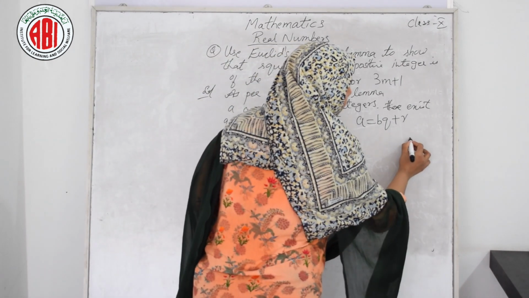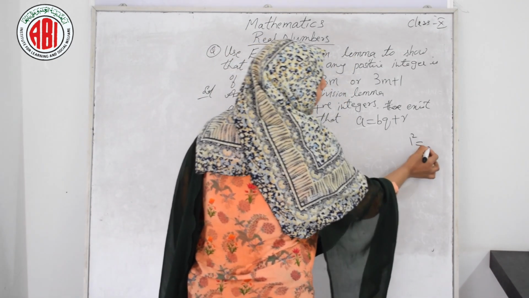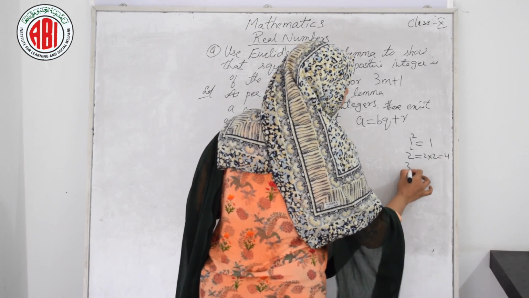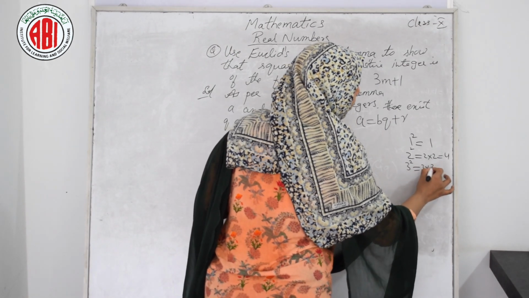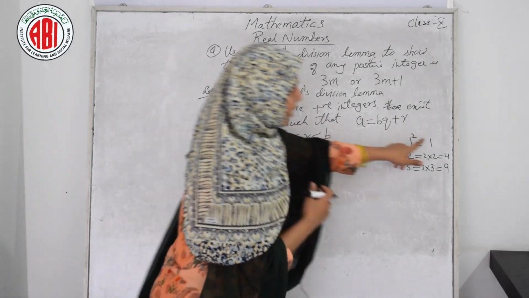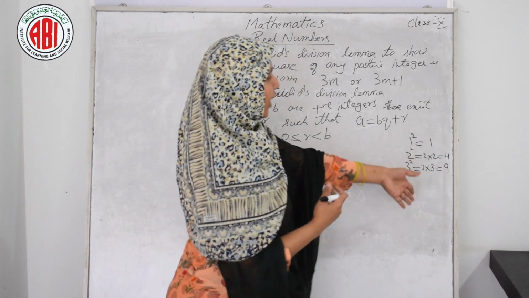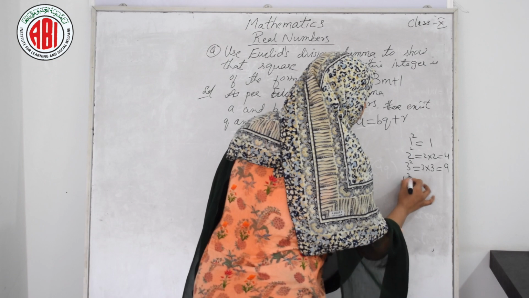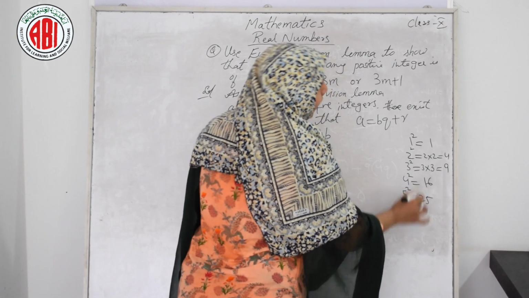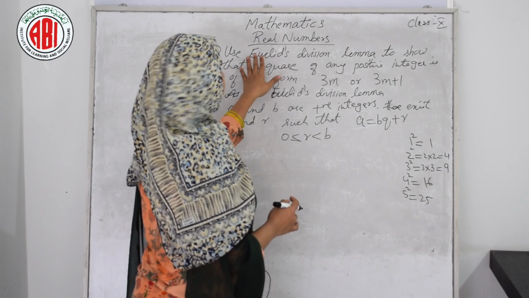Squares: applying 2 as a power is called a square. So 1 square is 1, 2 square is 2 into 2, 2 twos are 4. 3 square is 3 into 3 is equal to 9. So these are the squares. After 9 come 16 and 25. These are the positive squares. 4 square is 16, 5 square is 25. These squares come in the form 3m or 3m plus 1 by the method of Euclid's division lemma.